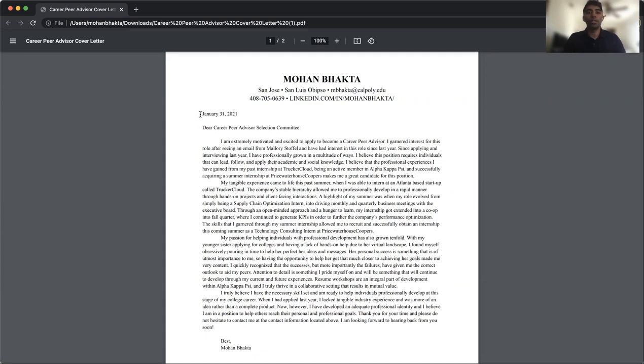Then I like to include the date of exactly when this application is due. This example has to do with when I applied for career peer advising last year, and the due date was January 31st, 2021. I included that because I wanted it to be known that I have that specific attention to detail. Continuing with that narrative, I also included exactly which selection committee I'm addressing, because it's very important to do that when you're applying to something.